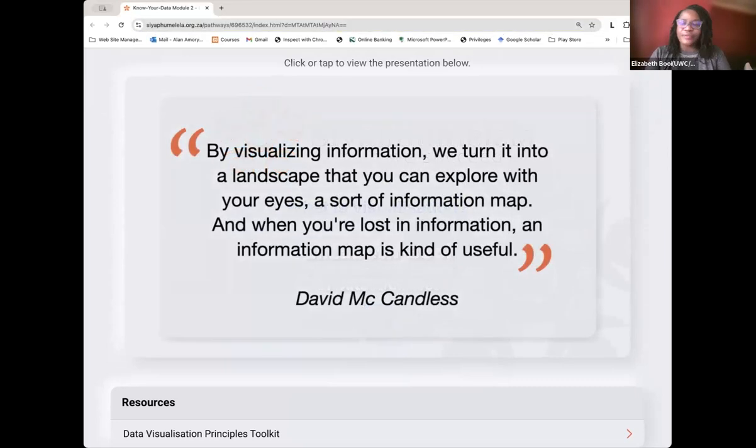So, our discussion for the next 10 minutes will be around what is visualization? And this quote says it all. By visualizing information, we're turning it into a landscape that you can explore with your eyes, a sort of information map. You will see that the majority of the discussion today will be about how we visualize the information, because it makes it easier for the eyes to see and navigate the data. Next slide.